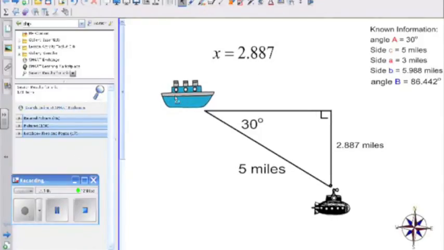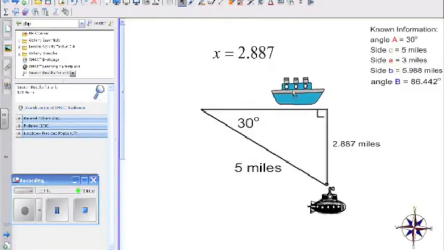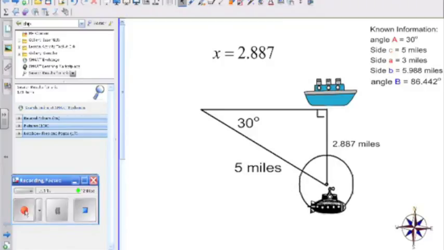This means that the shortest length between the submarine and the path of the ship is 2.887 miles long, longer than the 1 mile radius of the sub's radio signals. Hence, the sub's radio signals would have never reached the ship.